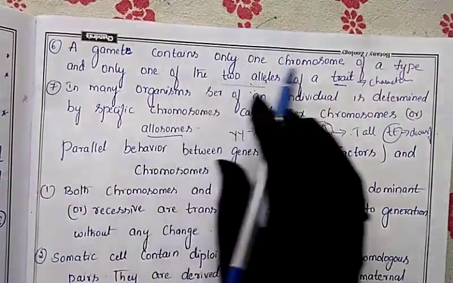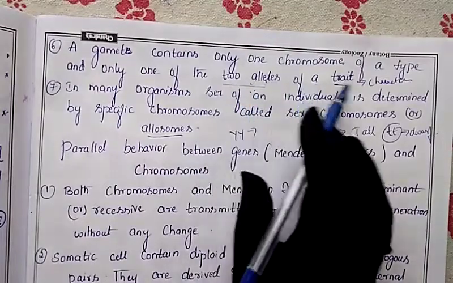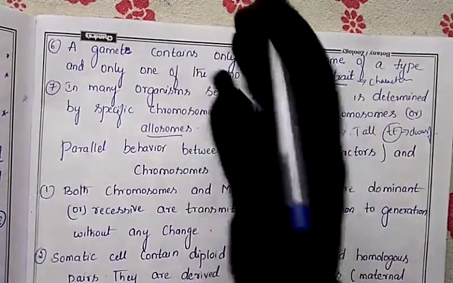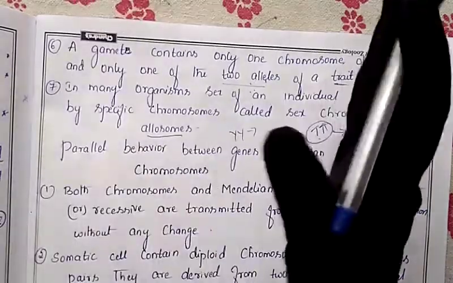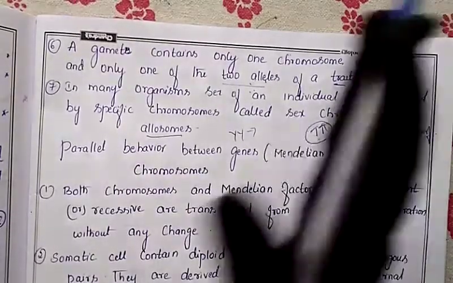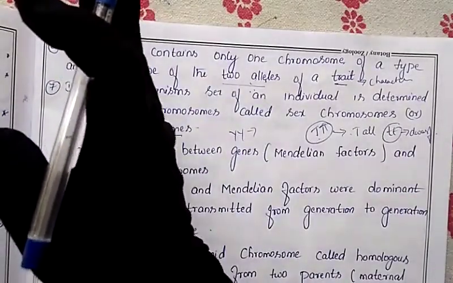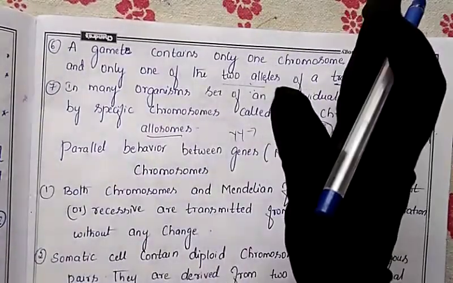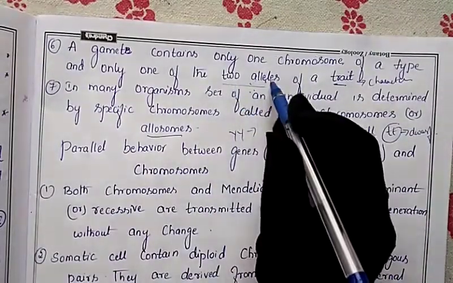So that's why it contains only one chromosome of a type and only one of the two alleles of a character. Half of the chromosomes will come from the father and half of the chromosomes will come from the mother, which contain the alleles. One allele will be given by the father and another allele will be given by the mother. So due to that, two alleles will be formed.